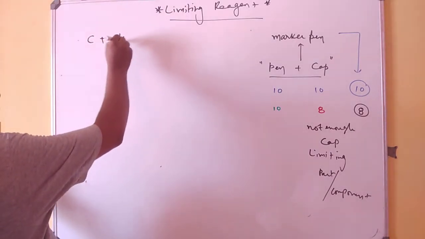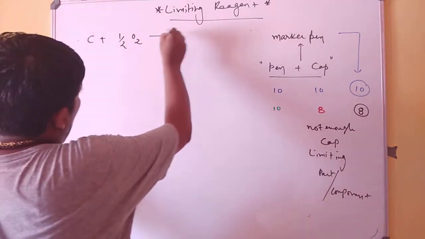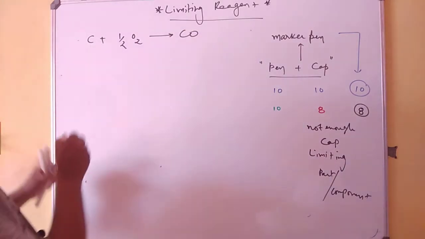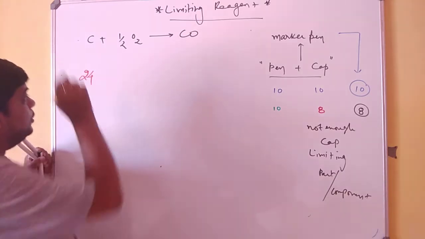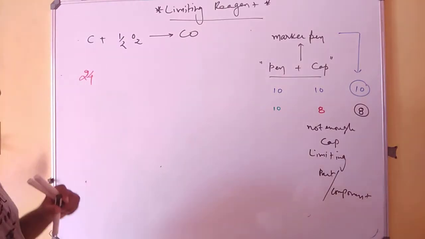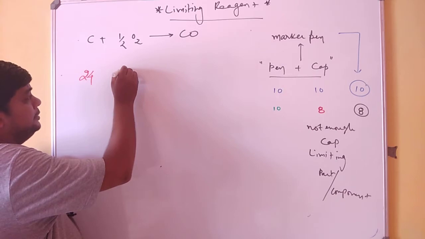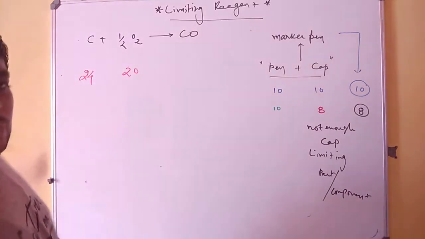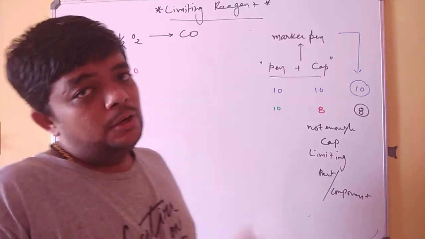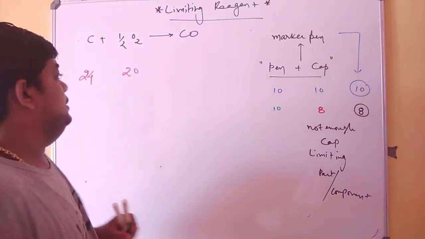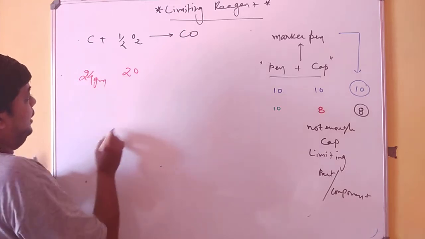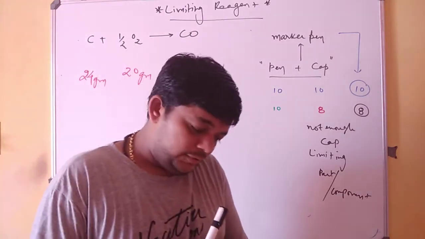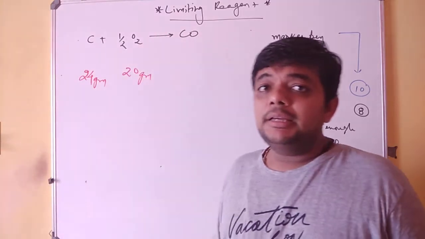C plus 1/2 O2 gives CO. For this particular example, we are told that for 24 gram of carbon, we are given 20 gram of oxygen. Which of the two is the limiting reagent while forming carbon monoxide? 24 gram of carbon, 20 gram of dioxygen reacts to form carbon monoxide. Find out the limiting reagent.